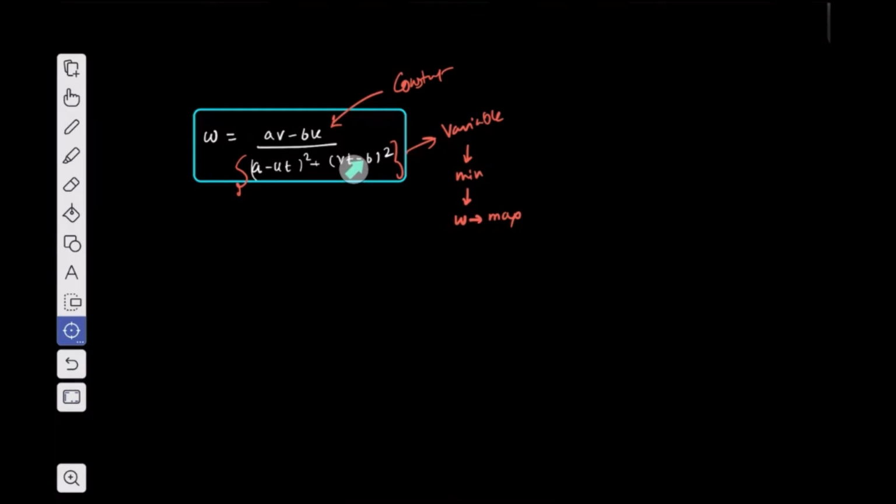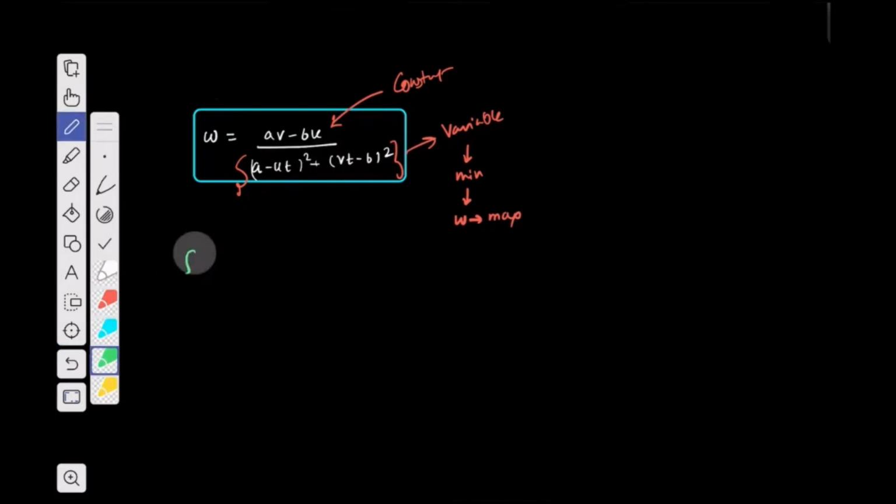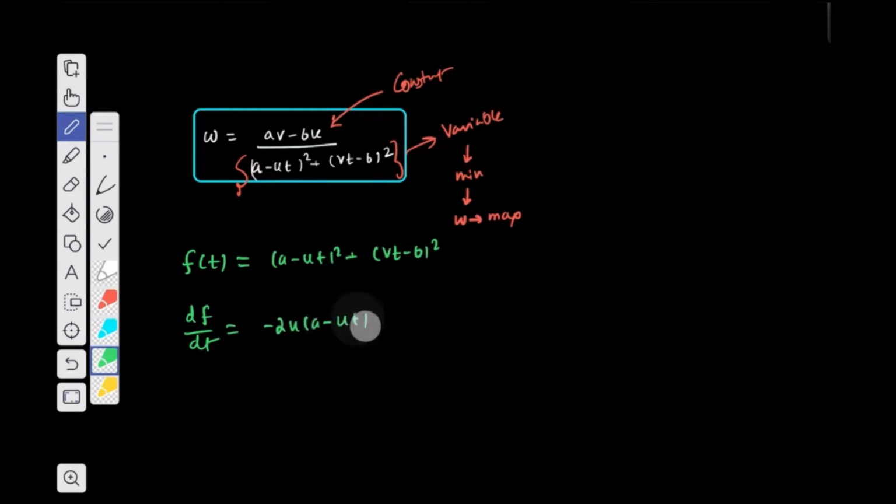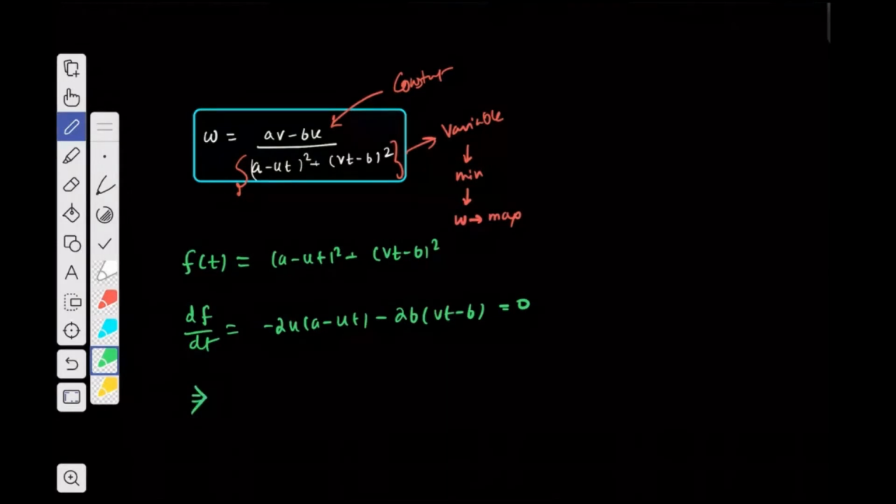Differentiation will be easier for the thing that I have in the denominator. Otherwise, I will have to apply the quotient rule, and it will become a little lengthy. So the function I have is a function of time, which is (a minus ut) square plus (vt minus b) square, and we'll differentiate it. df by dt will be equal to minus 2u(a minus ut) minus 2v(b minus vt) equals to 0.